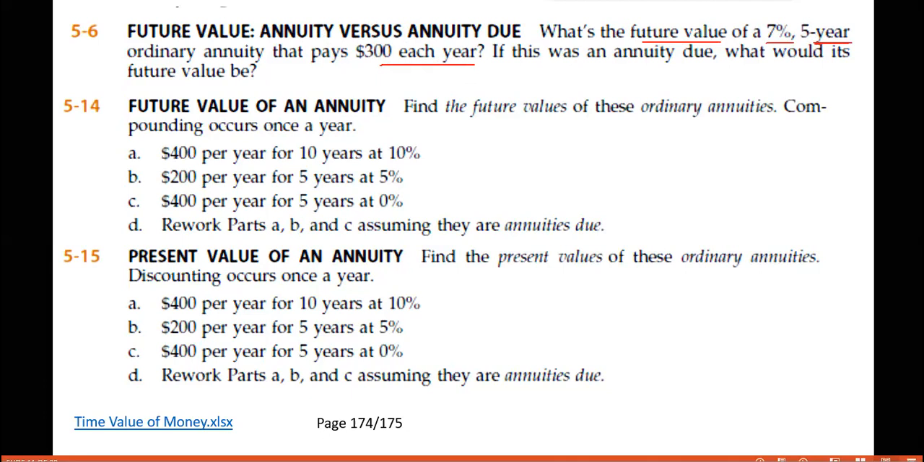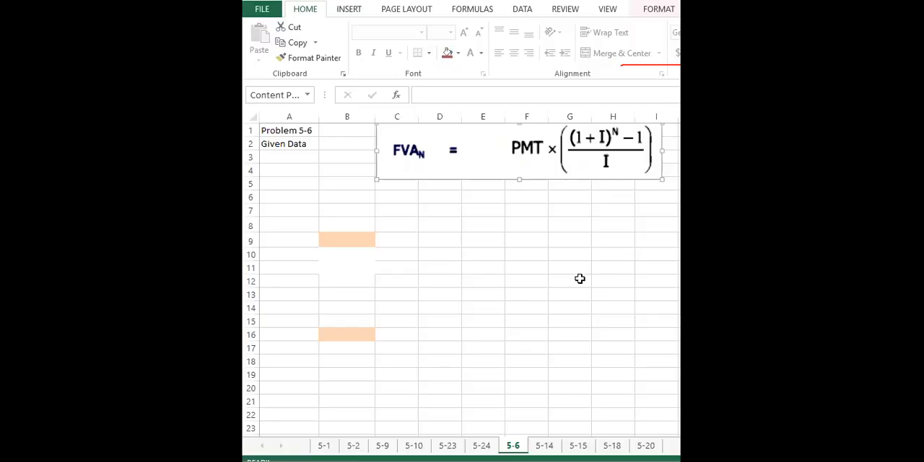So here's the Excel sheet. We have the given data. Interest is given as 7%, or you can say 0.07. Time period is 5 years. PMT, or the payment, is $300 each year.